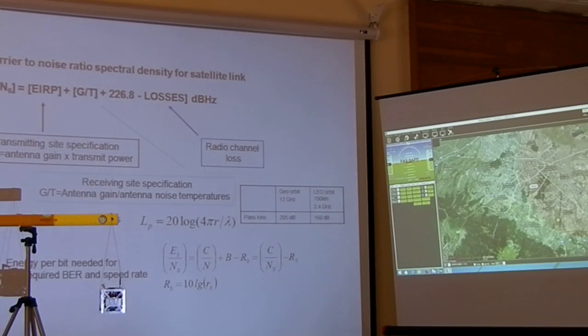You see that the losses are huge because satellites are far out in space, so the radio wave needs to travel a long distance. For the geostationary orbit, you have around 205 dB loss. So it's huge. You need antennas on the ground station and on the satellite which have huge gain, meaning the beam is very sharp. If you need a good, high-speed communication, with many megabits per second, you need to use antennas with high gain, which means huge antennas with sharp beams.